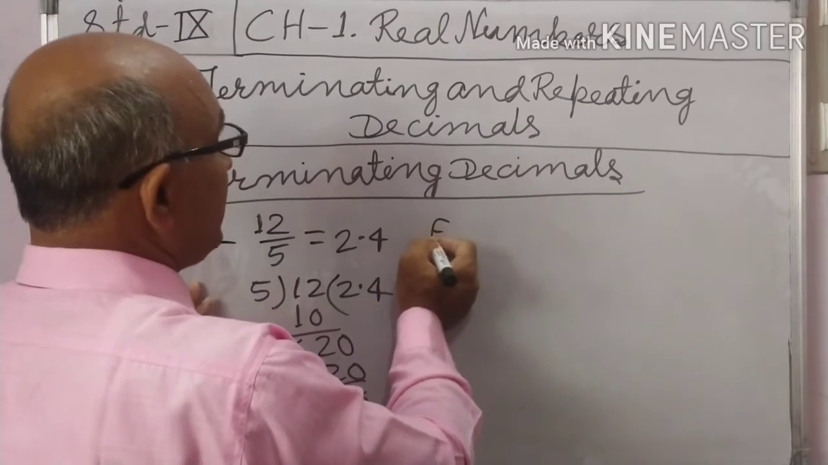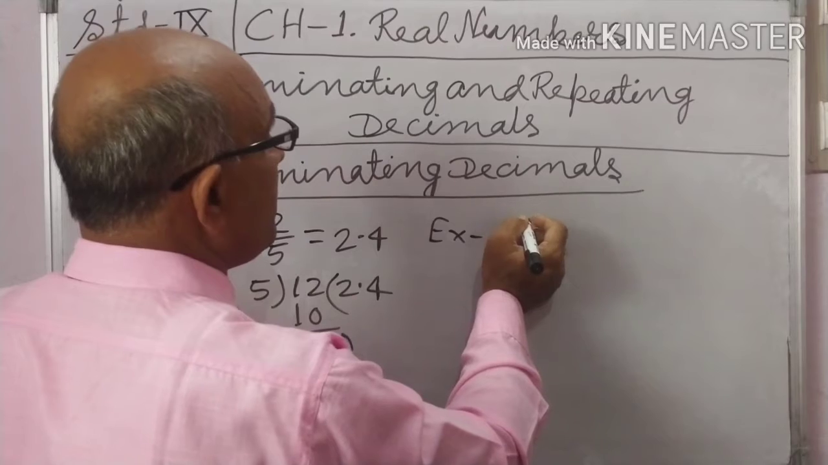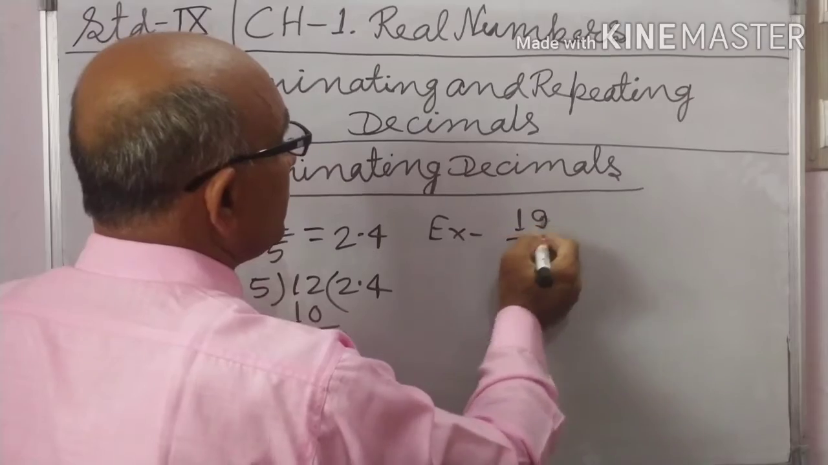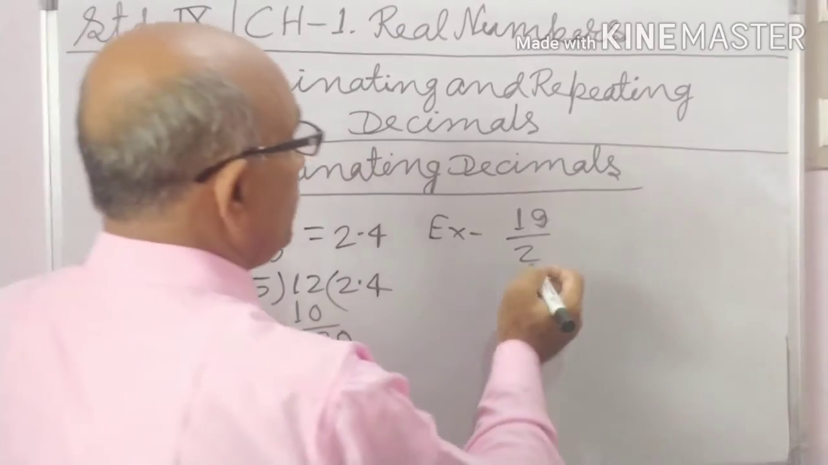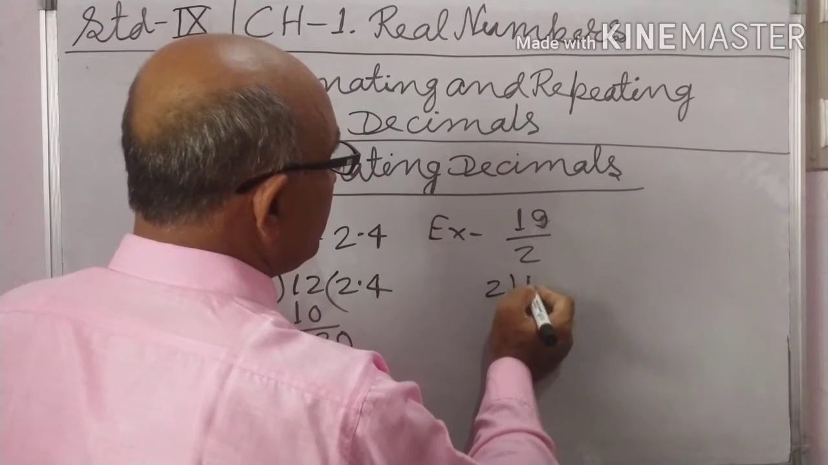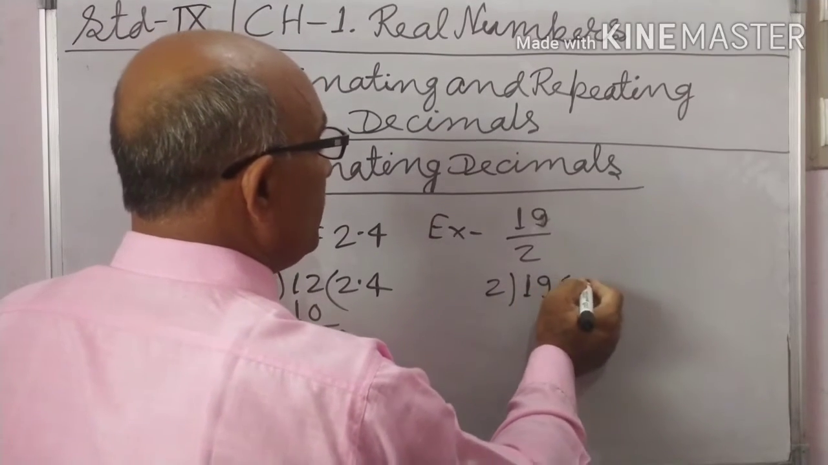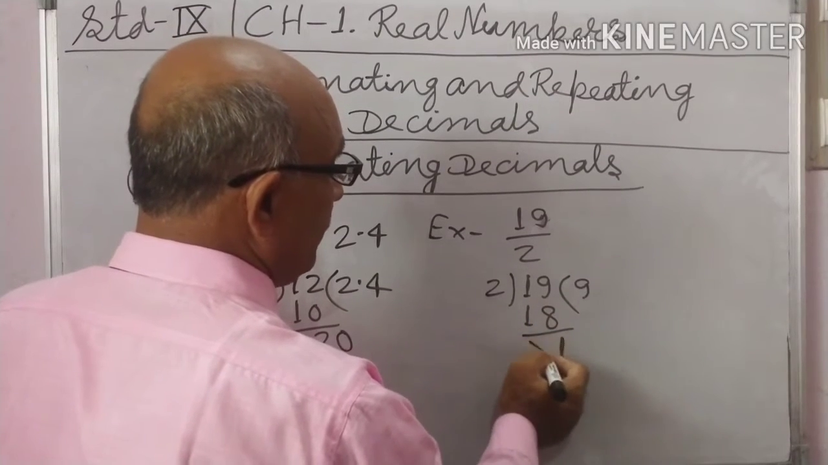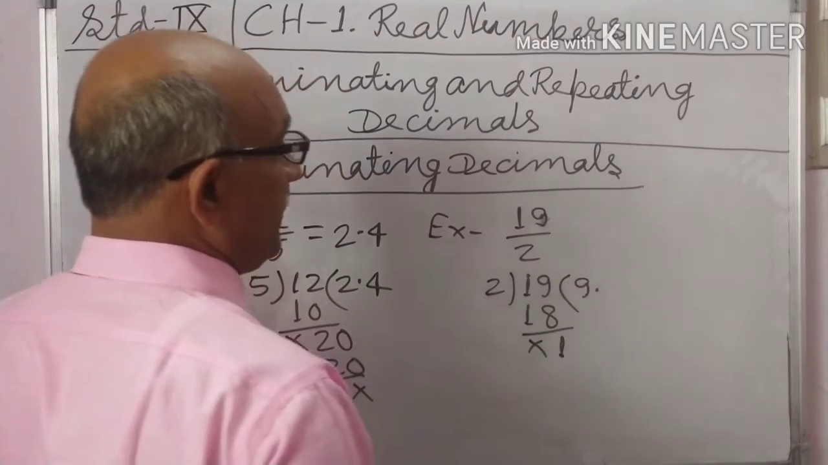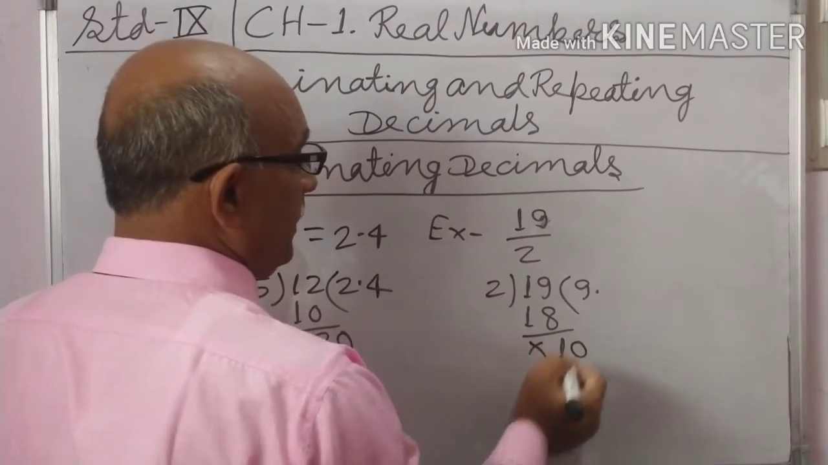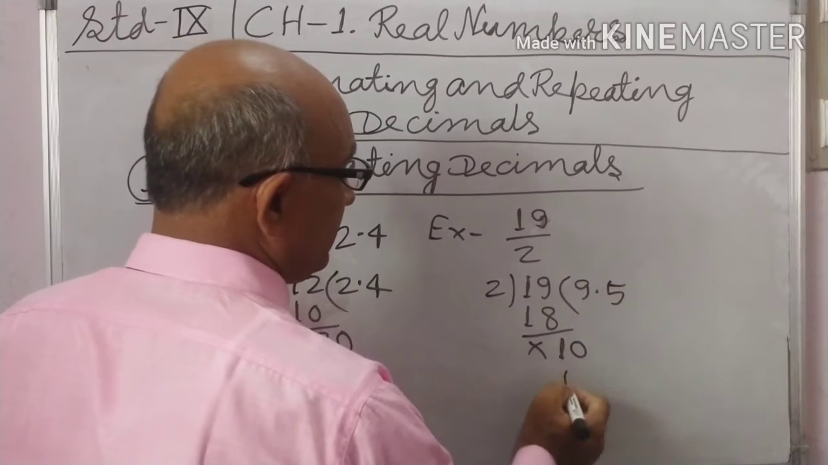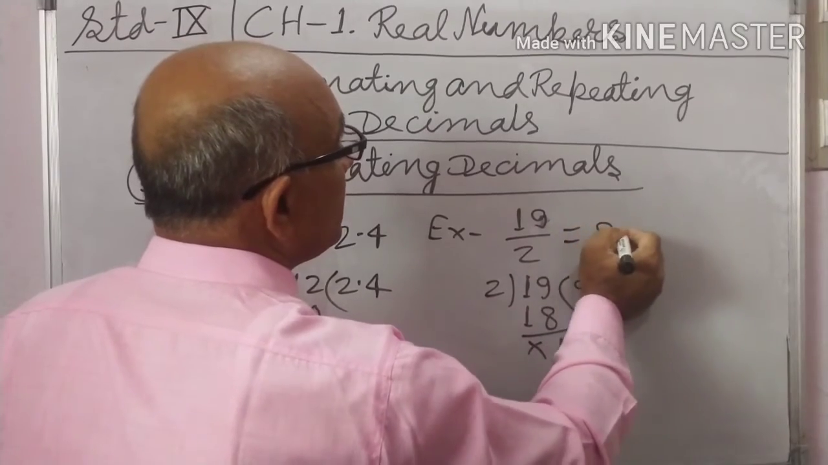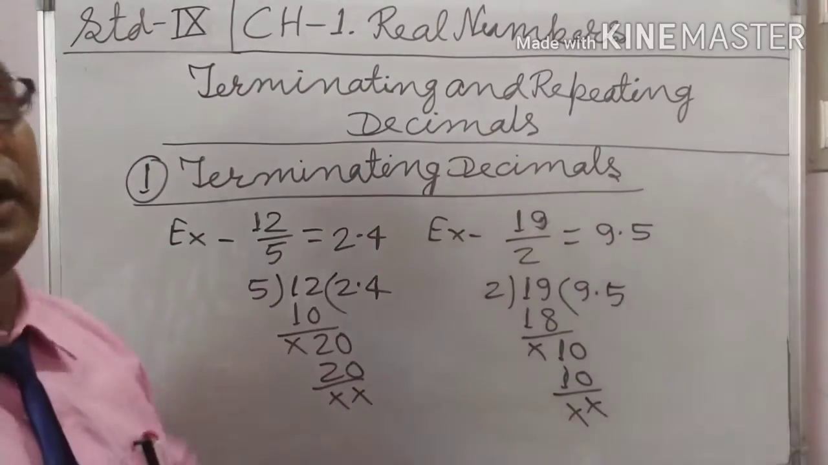Now the second example is 19 by 2. 19 divided by 2. 2 nines are 18. 9 minus 8, 1. Put a decimal in the quotient. Comes 0. 2 fives are 10. So 19 by 2 means 9.5. It is a terminating decimal.